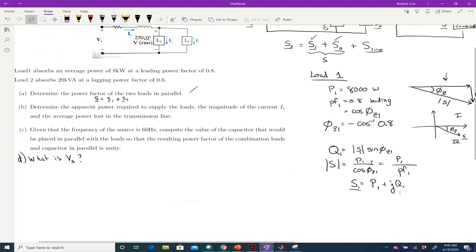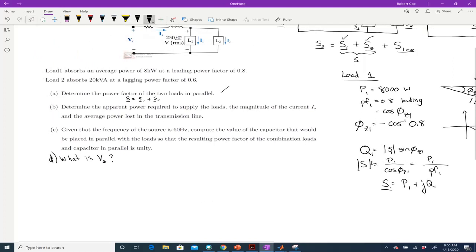Now for load 2, on the other hand, we were told that the load absorbs 20 kVA at a lagging power factor of 0.6. So step 1 is to determine what I'm given. So what am I given here in this case? Well, by being told that it's 20 kVA, I've been given that the apparent power is 20,000.